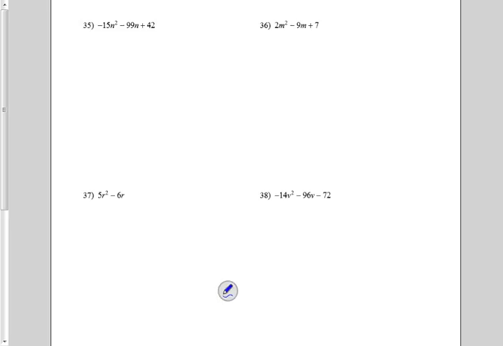Again, I'm checking for GCFs the whole time. This one does not have it. So I'm left with, okay, let's do AC. And A times C is 14. And this one's more manageable now. 14, factors of 14 that get me to negative 9. Well, 1 and 14 won't do it. But 2 and 7 will.